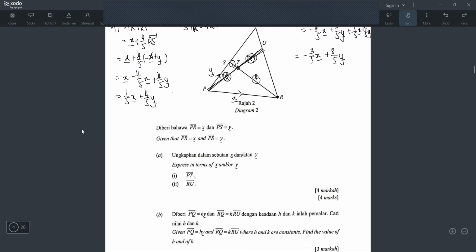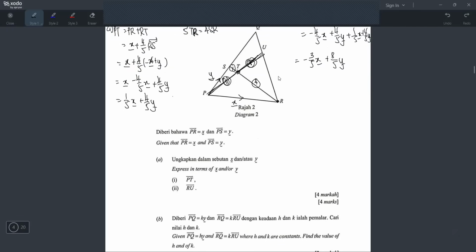B says what? Okay, B, I think I will do it up here. Okay, let's read the question. Given vector PQ is Hy. Okay, let's write it down. Vector PQ is Hy. PQ is where? Here, right? Okay, that's okay. And then RQ equals to KRU. Okay, let's write down this also. KRU. And then it says where H and K are constants. Okay, ini tak penting. Find the value of H and K.